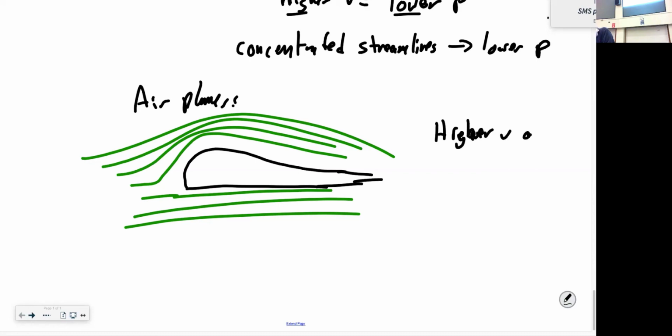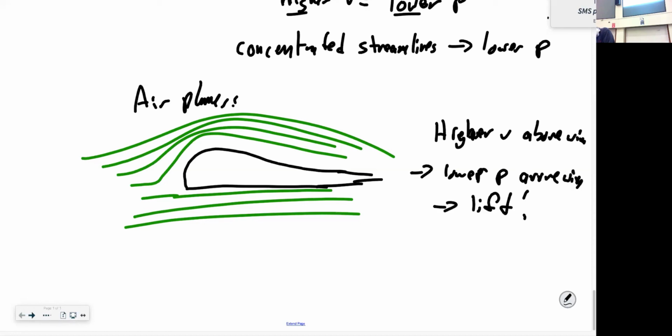Higher velocity above wing, lower pressure above wing, lift. Cool.